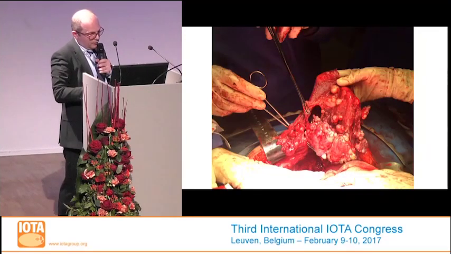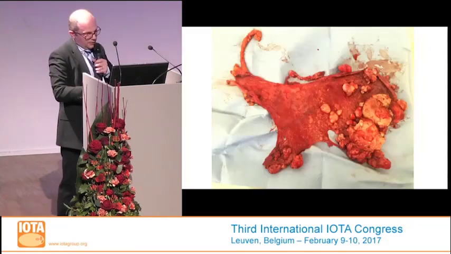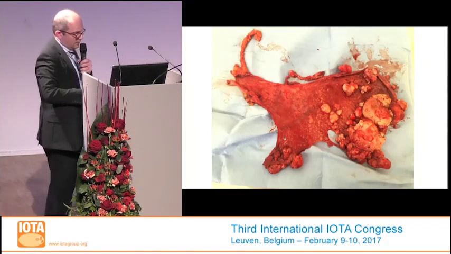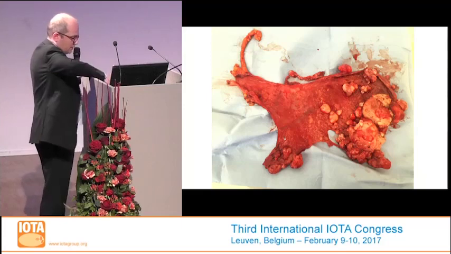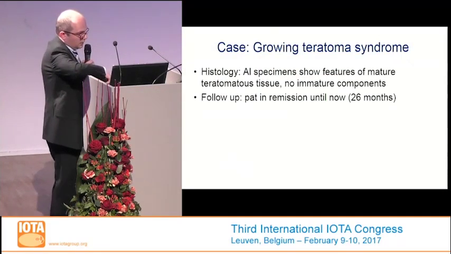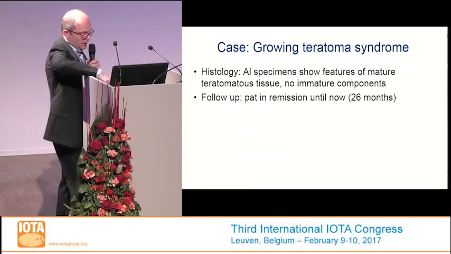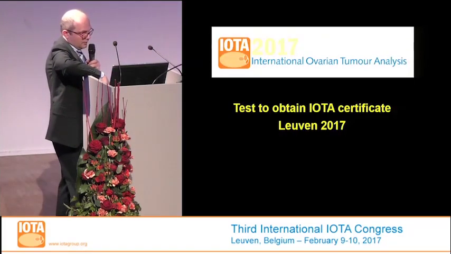You can see what you looked at on the CT. This is the diaphragm, we're looking up at the patient. These masses are all from the diaphragm. And this is the diaphragm stripped. And the patient is doing well. The histology was all features of mature teratoma tissue, no immature component. And she had a remission 26 months later.